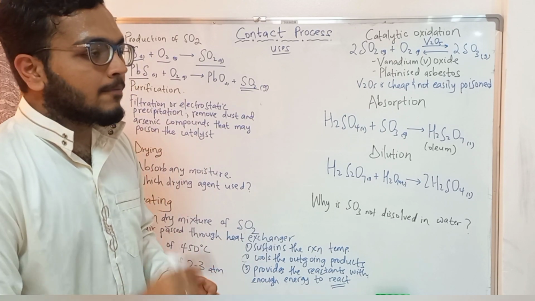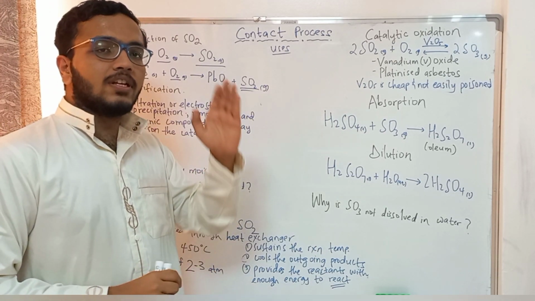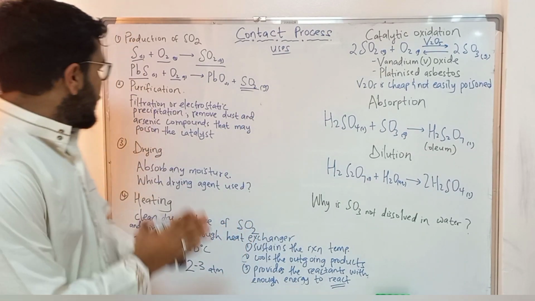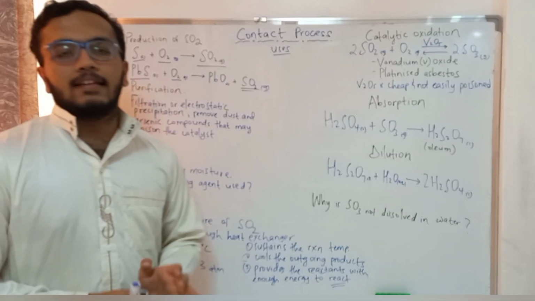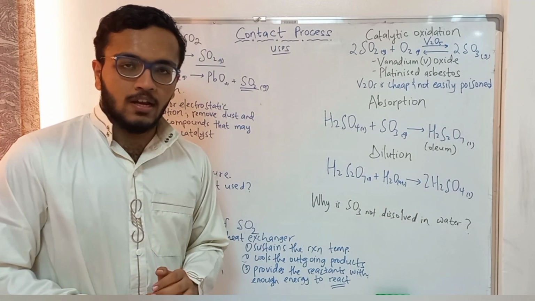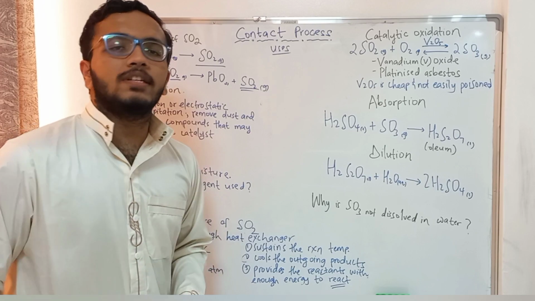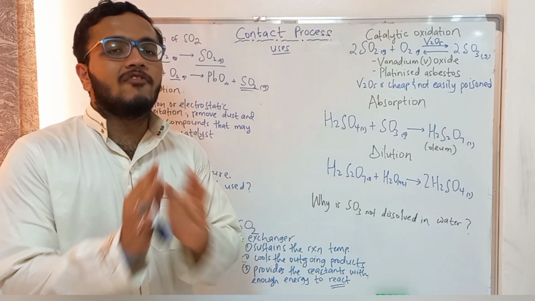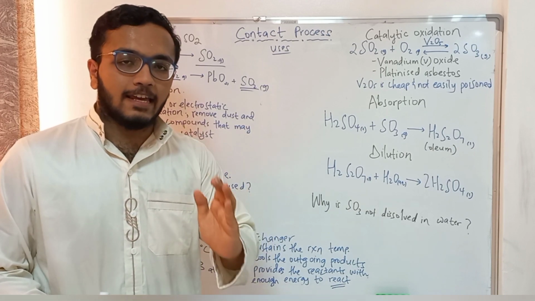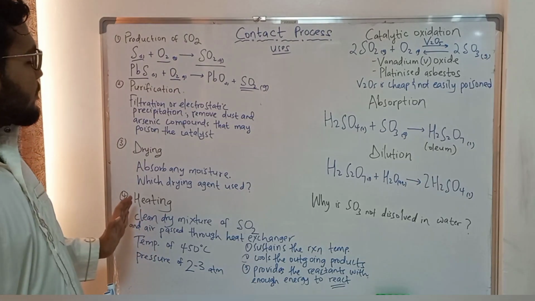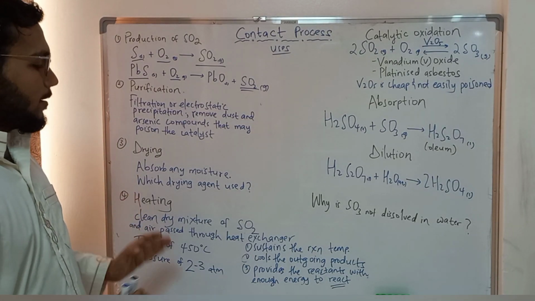Now after production of SO2 and after purification, what do we do to the gases? We dry the gas. Why are we drying the gas? To remove any moisture. Moisture is part of the impurities that may also poison the catalyst. So now we have pure sulfur(IV) oxide and air. What are we doing to the pure sulfur(IV) oxide and air? We are taking them to the part where you heat them, the heat exchanger.